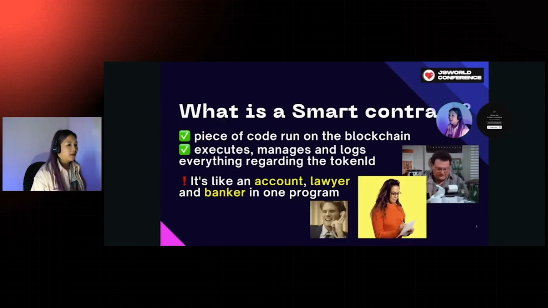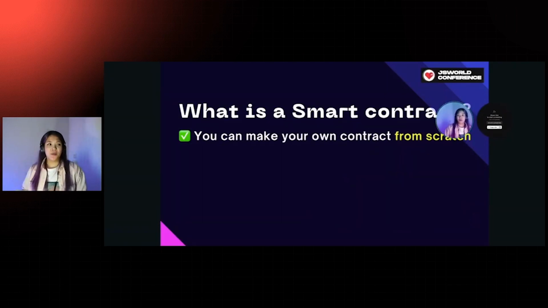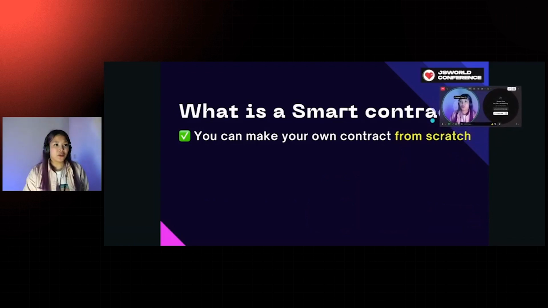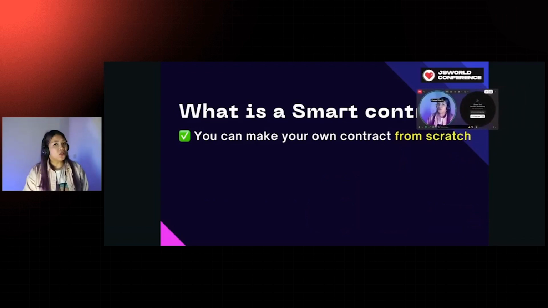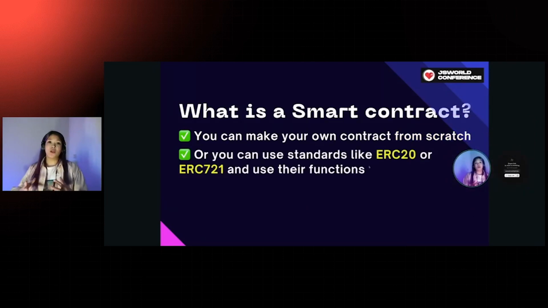Now let's go a little bit further. How do you create it? Well, you can create it from scratch, but you could also use something called standards, okay? You could use something called an ERC20 standard or an ERC 721. Today, we're going to use an ERC 721 standard because that's a standard you use for, pun intended, standard NFT minting contracts.